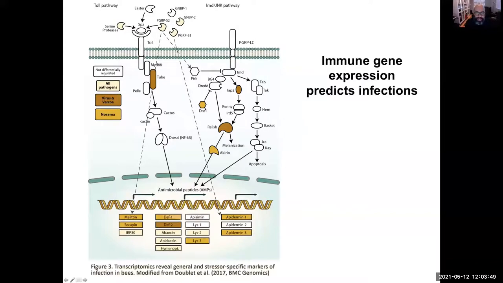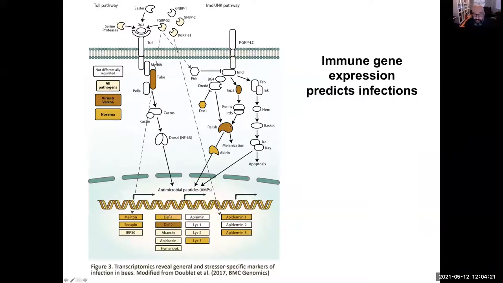That's like DNR1 and defensin-1, for example. And then the brown color here, these are genes that are differentially expressed only in the presence of Varroa mites and the viruses that the mites vector. So based on this study, by studying gene expression, we can essentially predict what stressors are affecting a colony.